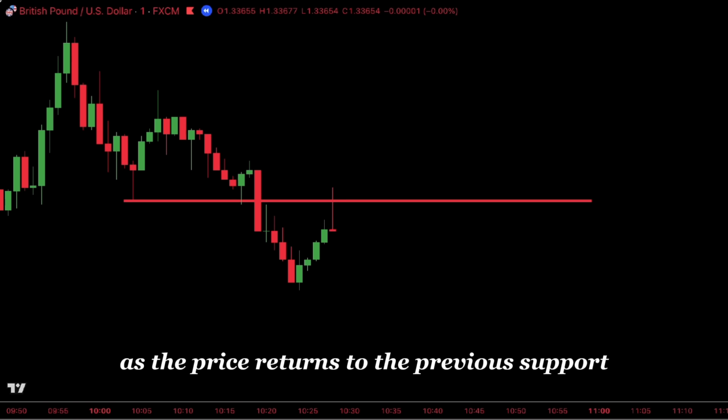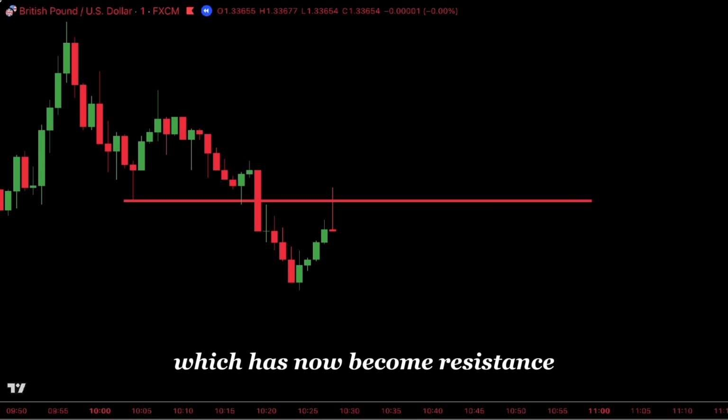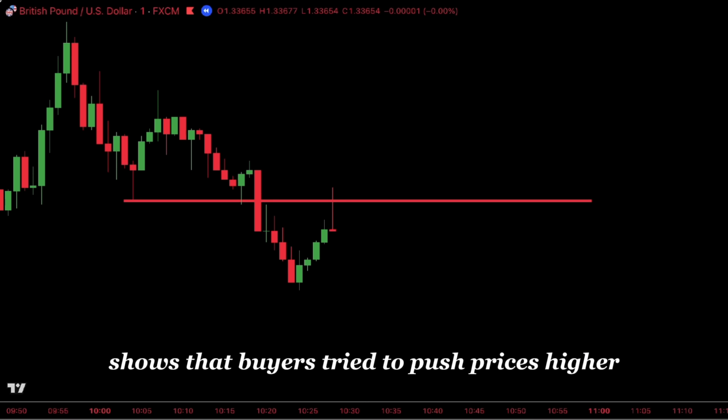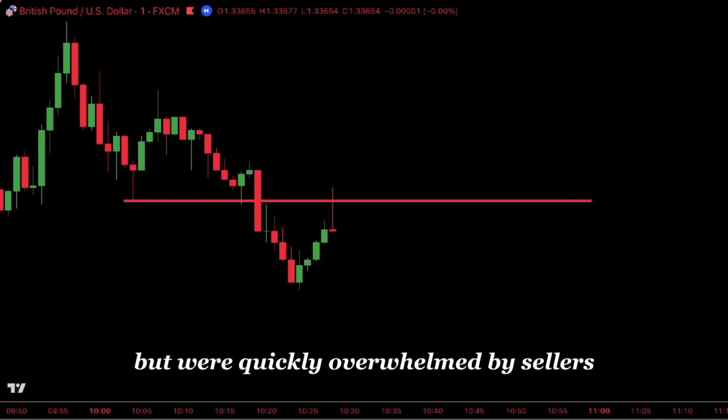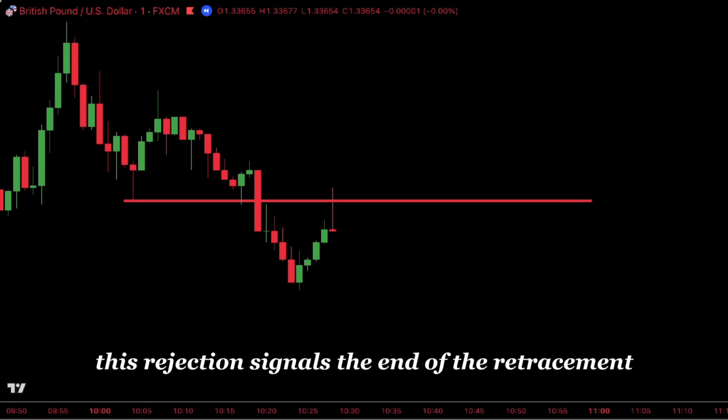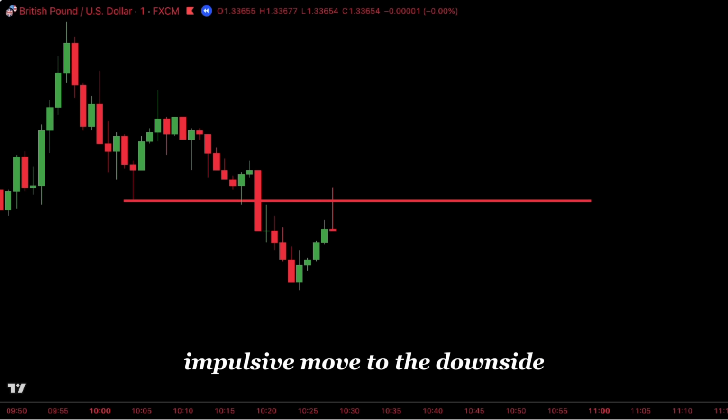As the price returns to the previous support, which has now become resistance, selling pressure increases again. The bearish pin bar that forms at this level shows that buyers tried to push prices higher but were quickly overwhelmed by sellers. This rejection signals the end of the retracement and the beginning of a new impulsive move to the downside.